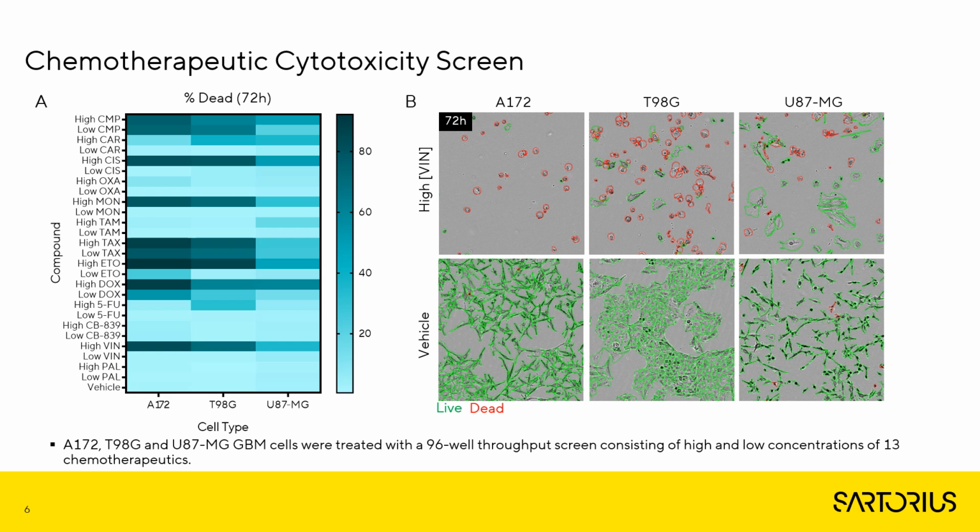Images were acquired in the INKSIGHT over 3 days, and we quantified cell death using the INKSIGHT AI cell health analysis module. So if we look at the heat map on the left, this shows the percentage of dead cells at 72 hours for all compounds and cell types. And you can see that U87 shows reduced sensitivity for most compounds compared to the other 2 cell types.